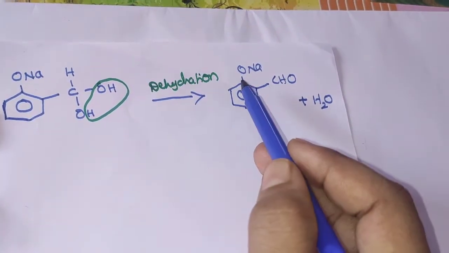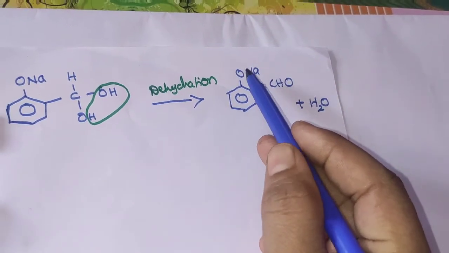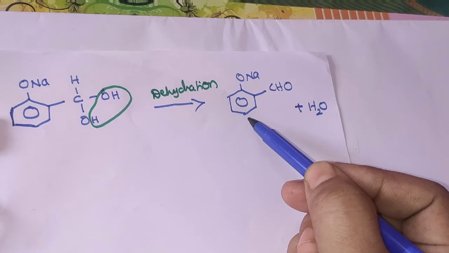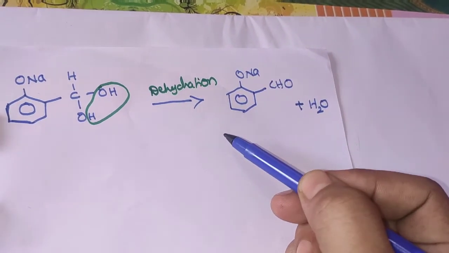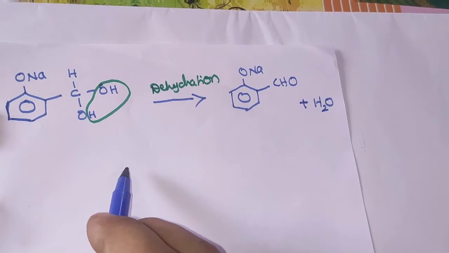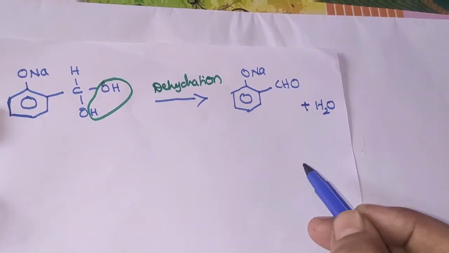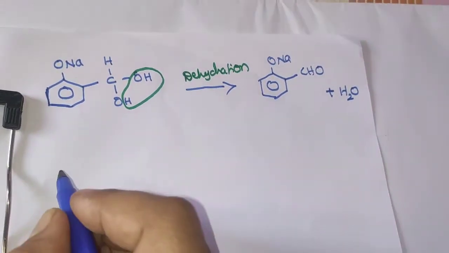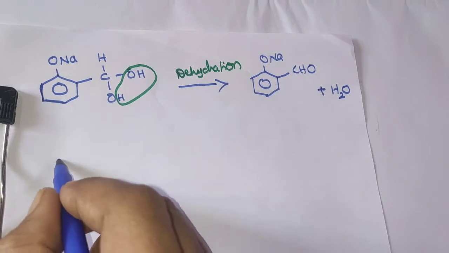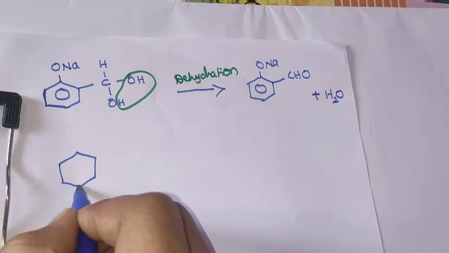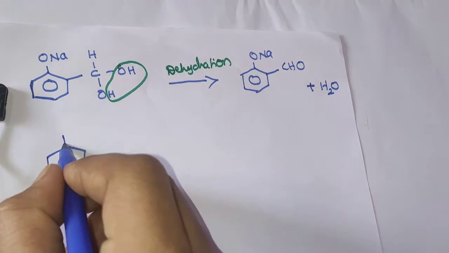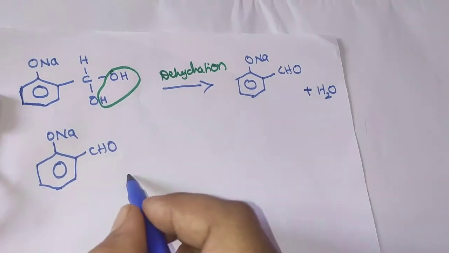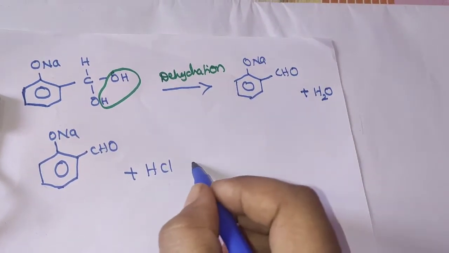So for obtaining OH, there will be elimination of the Na group. For that reason, this product must be acidified with hydrochloric acid. The product will be salicylaldehyde, and the salt will be eliminated. Now let us learn about that. We should take the product as a reactant for this last step, ONa and here CHO, and it must be treated with hydrochloric acid.